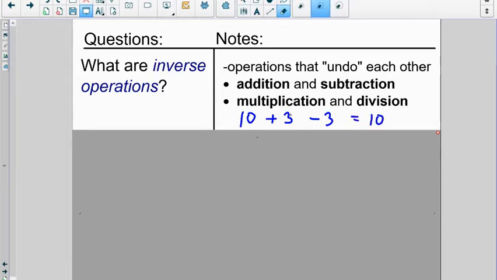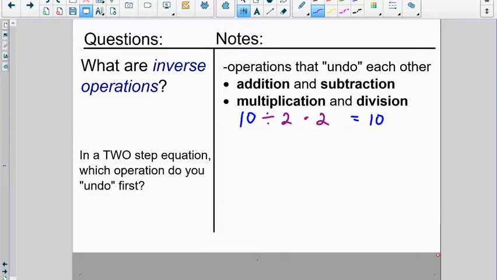So whatever operation you do to the 10, you can undo that with an inverse. If I divide it by 2 and then multiply it by 2, I'll still get 10. 10 divided by 2 is 5. 5 times 2 is 10. So multiplication and division will also undo each other.